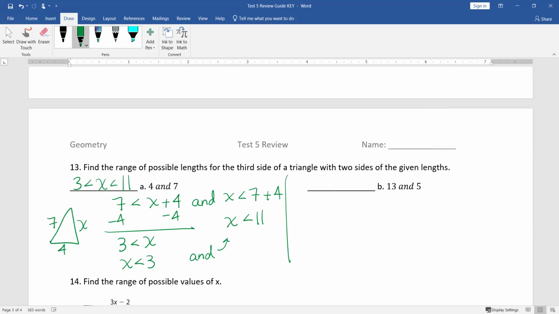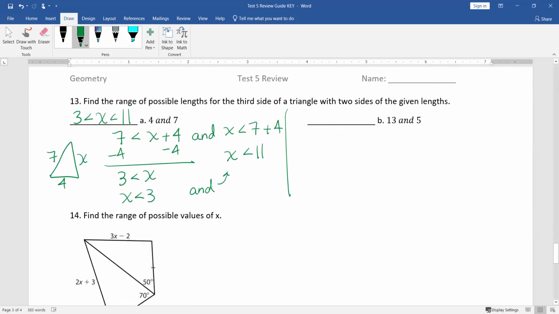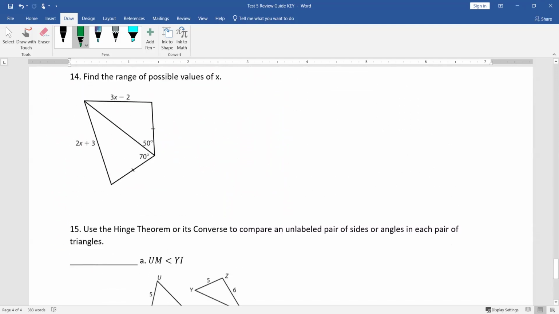I might get to it if we have enough time in class, but we're only sitting at about 10 more minutes right now. Are we almost done? Yeah, we're close to being done.